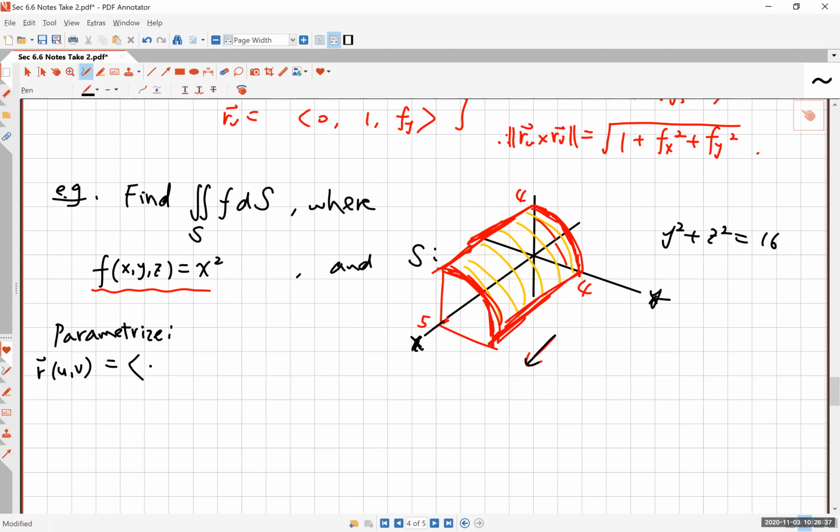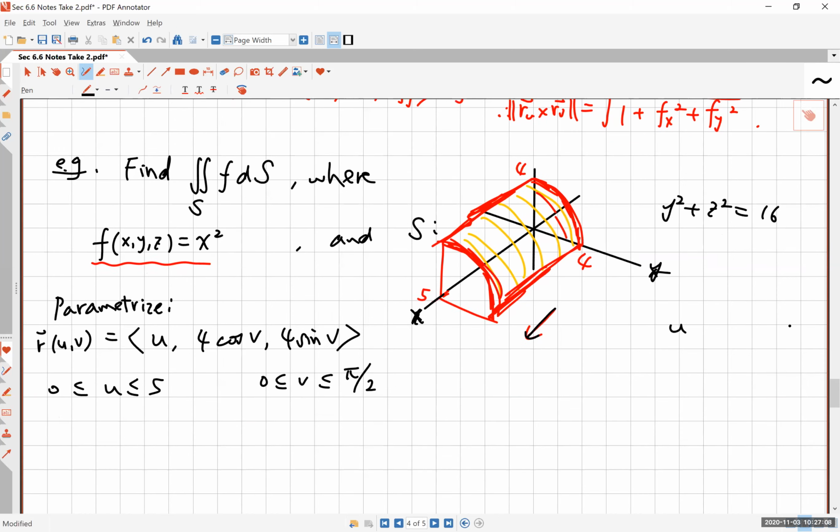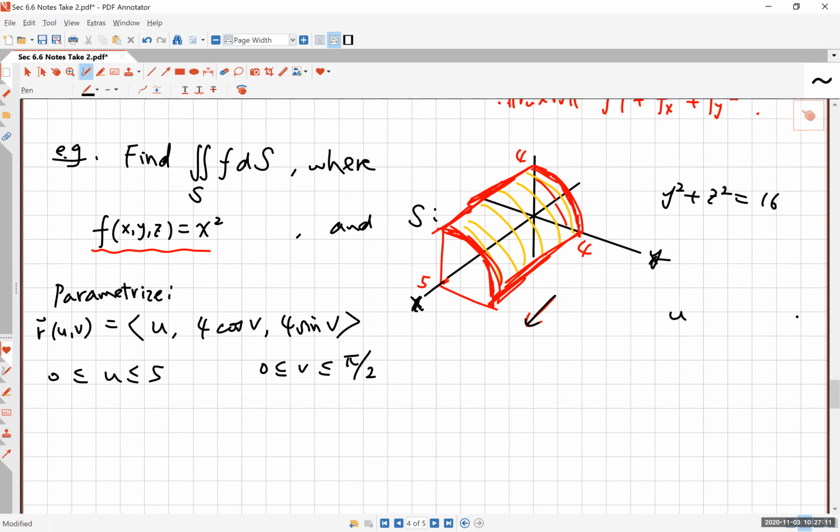So I am going to let x be u, okay? And u is going to go from 0 to 5 because that's what the picture shows. And then I need to make sure that y squared plus z squared is 16. There's a nice way of doing this. It's 4 cosine v, 4 sine v, as v goes from 0 to... oh, not 2 pi, because I'm just talking about a quarter of the circle. That's pi over 2, right? Yeah, so this would describe this surface S. It's a good parameterization.